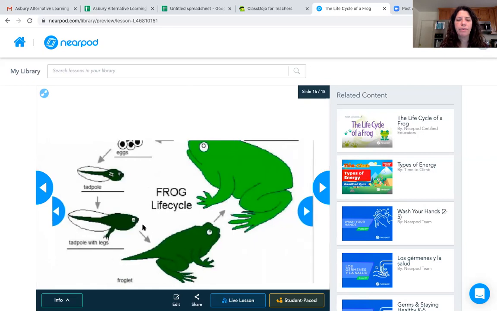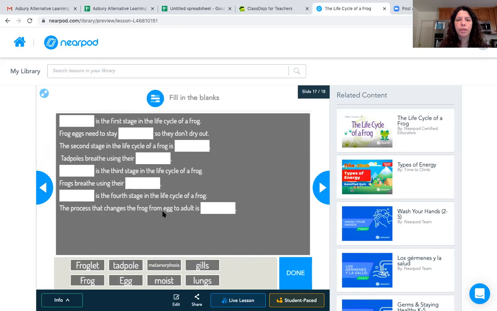So it says blank is the first stage of the life cycle of a frog. Well, let's see. That first stage, oh, it's going to be eggs. So eggs is the first stage in the life cycle of a frog. Oh, it actually is going to let me drag those up. So there we go. Eggs need to stay blank so they don't dry out. So they need to stay, that's right, boys and girls, moist.